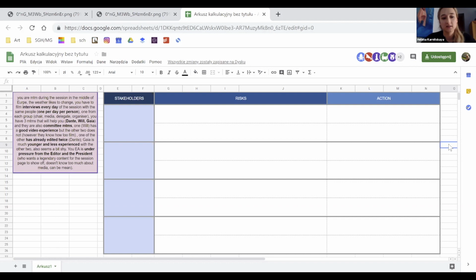So your task for the next few minutes is to identify 4 key stakeholders that may influence your project, like the most important ones that can either threaten the success of your project, or there may also be some stakeholders that may guarantee it a huge success, if you can find some like that.